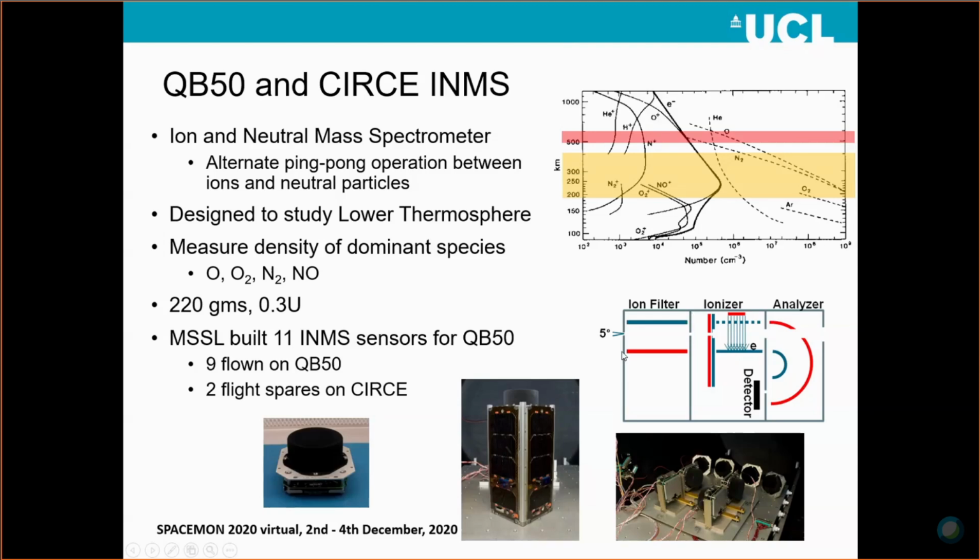And this is a schematic of the ion and neutral mass analyzer. We've got an ion filter that allows us to reject ions. Neutral particles go straight through. You ionize them and use an electrostatic analyzer. And then we ping pong between ion and neutral particle mode. On QB50, we did achieve a pretty impressive 220 grams for this complete device.